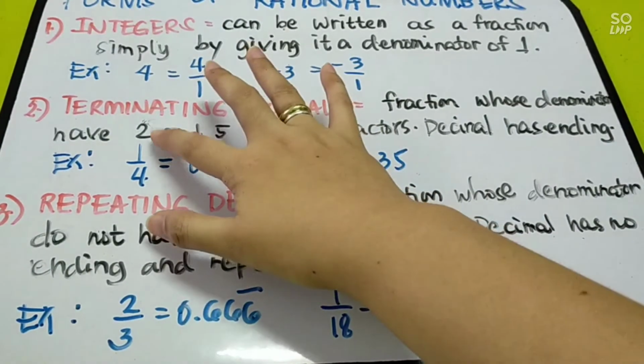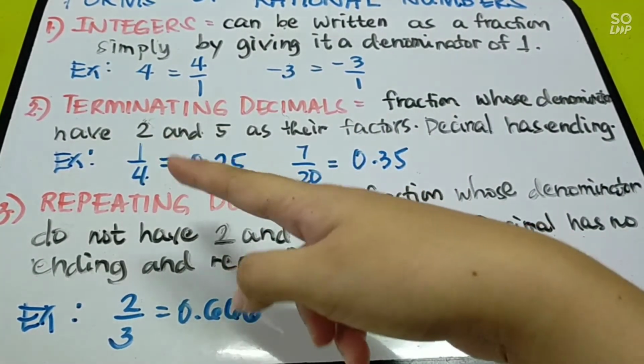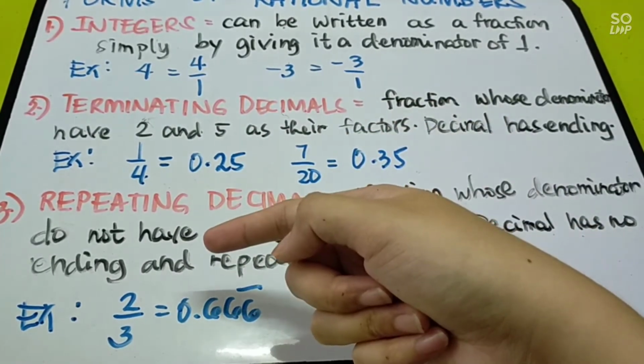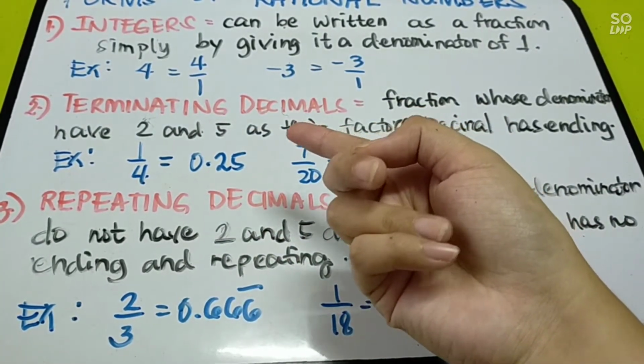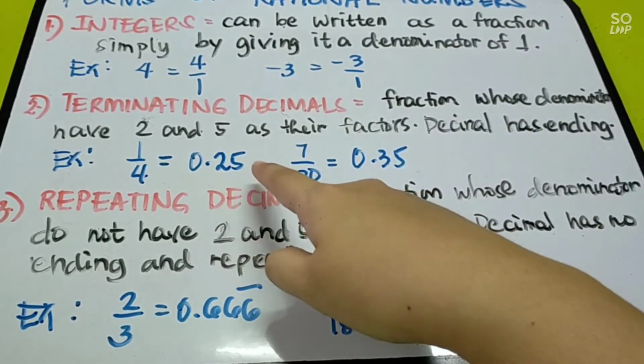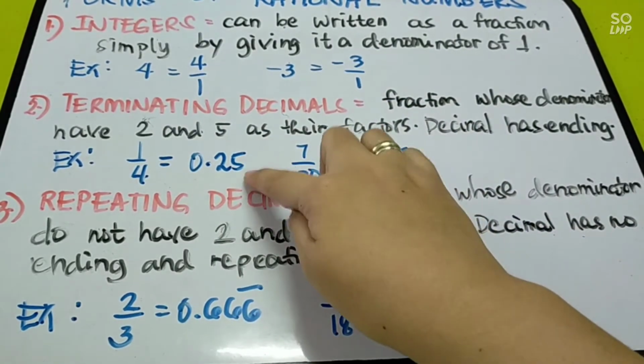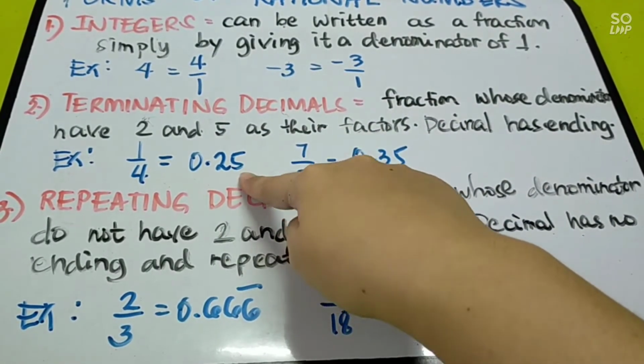For example, we have here 1/4. Si 4, ang factors niya lang is 2 and 2. So, therefore, this is terminating. Nagigets? That is it. If you change it into decimals, it becomes 0.25. So, the decimal has an ending. Natatapos siya dun. Tapos na siya, i-compute hanggang 5 lang siya.